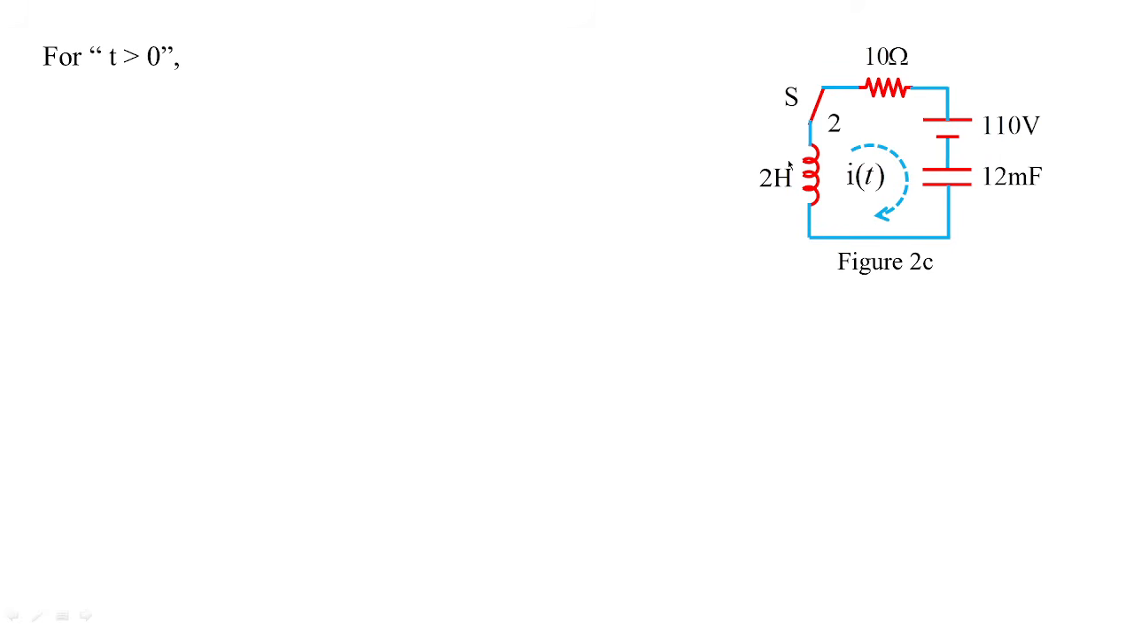Apply KVL. There is a voltage drop in the inductor, there is a voltage drop in the resistor. You have a voltage source of 110 volts and you have 12 millifarads. So you can see L di by dt is the voltage drop, and L is 2, so 2 di by dt. This is one drop. Then you have 10 multiplied with i, 10i. Then you have 110 volts plus 1 by C integral i dt, where 1 by C is 12 millifarads, integral i dt. I hope you understood this equation 3.